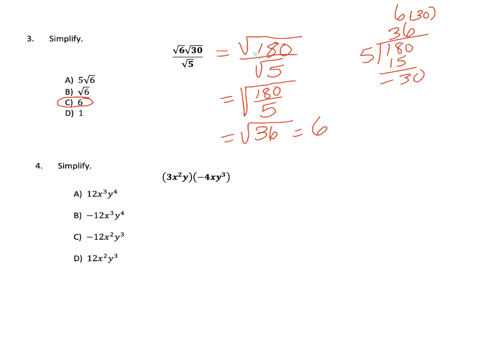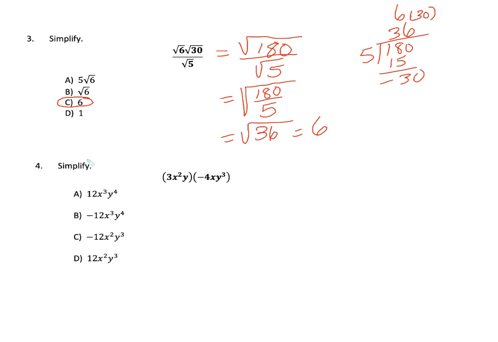And this works all the time. Just multiply straight across. 6 times 30, 180. Put it inside the radical. You're now dividing by the square root of 5. Why have 2 square roots? Just one and put them all in there and divide them. And notice we got a perfect number.